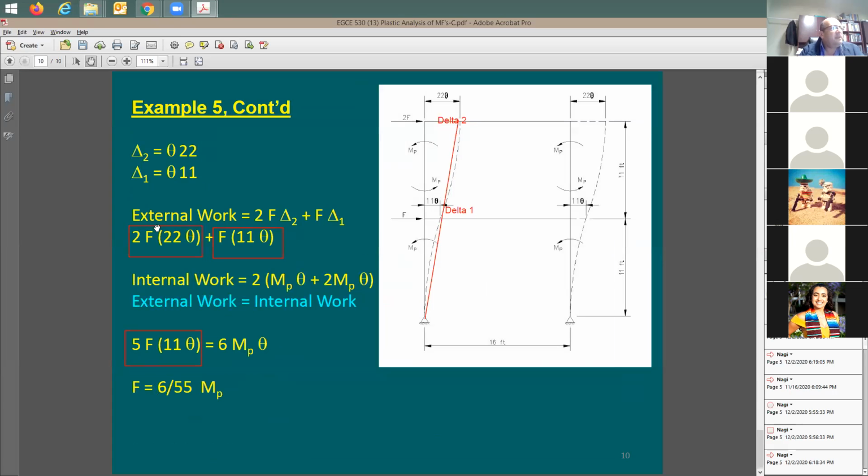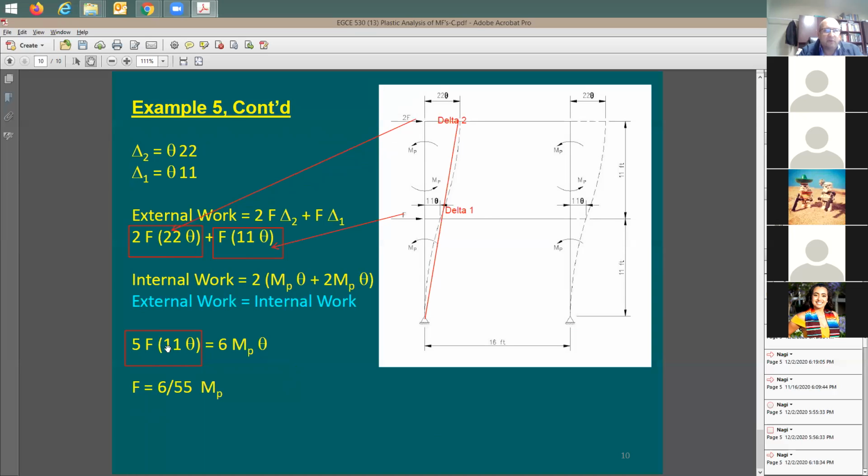So here's the first force, the one on the top, and it is related to this displacement here. It's going to be 2F, this force times 22 theta, the top displacement. For the bottom displacement, which is only 11 theta, I'm going to have a force of only F. If you count here, 44 plus 11 is going to be 55, which is 5F times 11 theta.